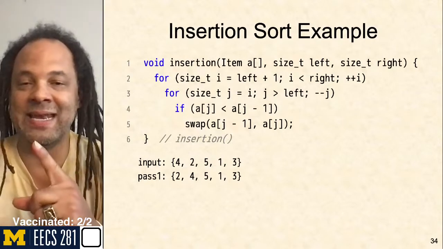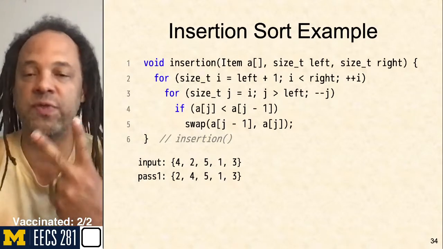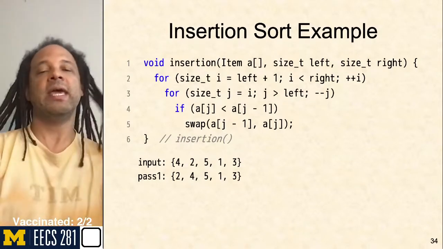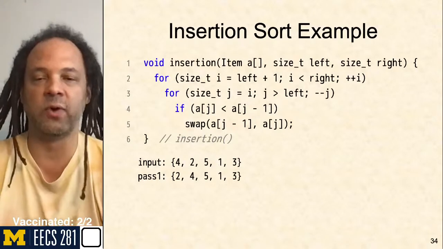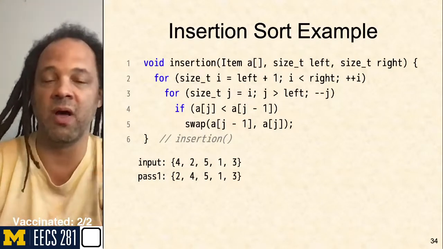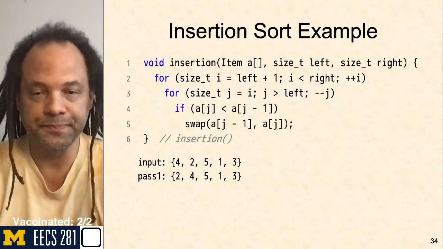One pass in, insertion sort thinks 2 things are sorted, because without even doing a pass, we already knew 1 thing was sorted. So here, after 1 pass, I've got 2 things sorted, 2, 4. Even though 5 is where it belongs, the algorithm doesn't know or care.